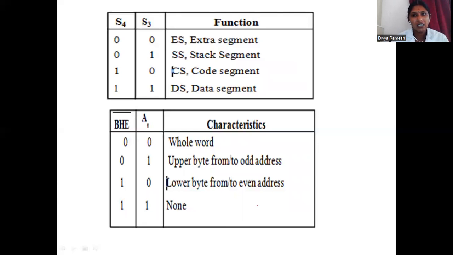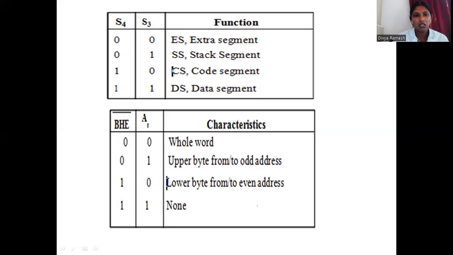So these are the status signals S3 and S4. Depending upon these inputs, the designated segment will be chosen. For example, if the status signals S3 and S4 are 0, 0, the extra segment will be taken into consideration for operation. If the S3 and S4 values are 1, 1, the data segment will be taken into consideration.